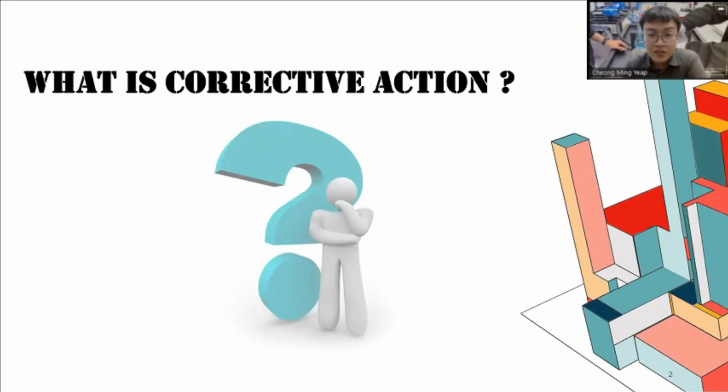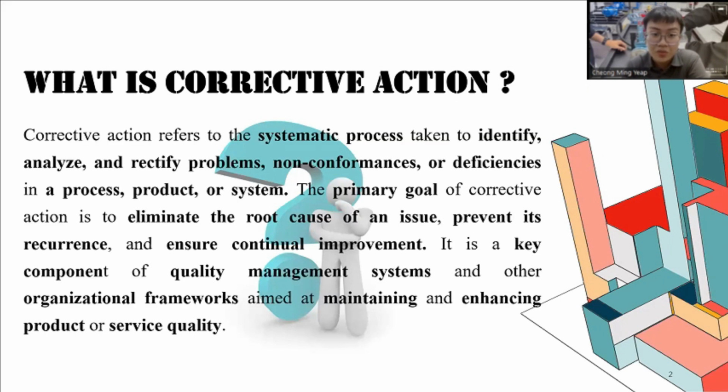Today I'm going to talk about the corrective action of shut-off valve based on the possible root causes of failure. First of all, allow me to start by asking a question. Do you know what the meaning of corrective action is? Most of us will generally think that corrective action is an action of fixing a broken component or machine. But in the engineering definition, corrective actions refer to the systematic process taken to identify, analyze, and rectify problems, non-conformances, or deficiencies in a process, product, or system. The primary goal of corrective action is to eliminate the root cause of an issue, prevent its recurrence, and ensure continual improvement. It is a key component of quality management systems and other organizational frameworks aimed at maintaining and enhancing product or service quality.